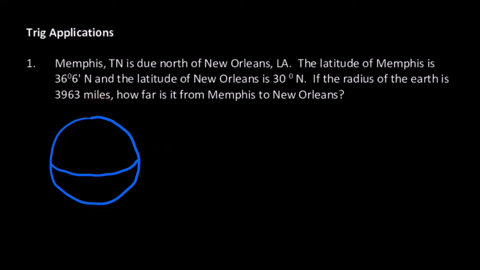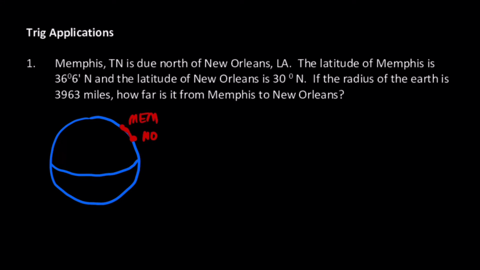So if they're talking about Memphis and New Orleans, New Orleans is 30, so about right there. There's New Orleans. And Memphis is a little bit north of that, 36 degrees 6 minutes. And what we want to do is find the distance along the Earth from New Orleans to Memphis.